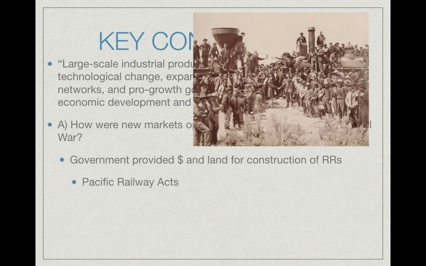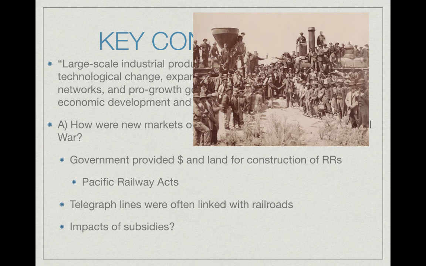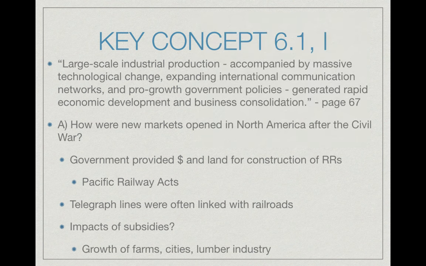And we see here in 1869 the finishing of the Transcontinental Railroad, where the two tracks converged as one. Also, telegraph lines were often linked with railroads. So where railroad tracks went, telegraph lines did as well. So what were the impacts of these subsidies? Well, we see the growth of farms, cities, and a lumber industry. So the railroads are really going to connect cities and farms and make them more dependent on each other.